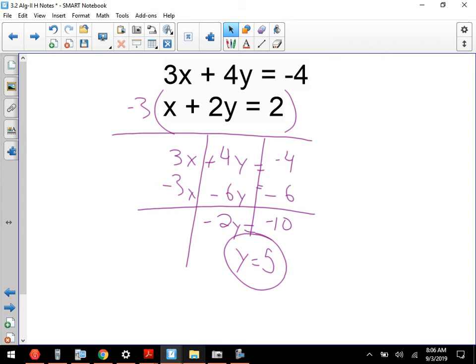Put it back here. You doing electrical work? Yeah. How about substitute? Substitute back in. Doesn't matter which equation you choose. As long as you do it right.